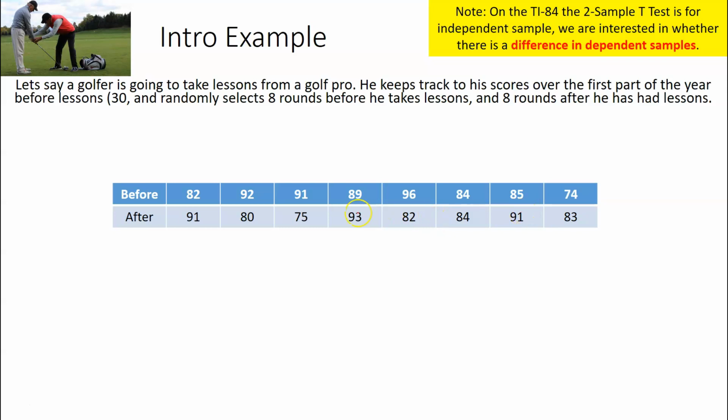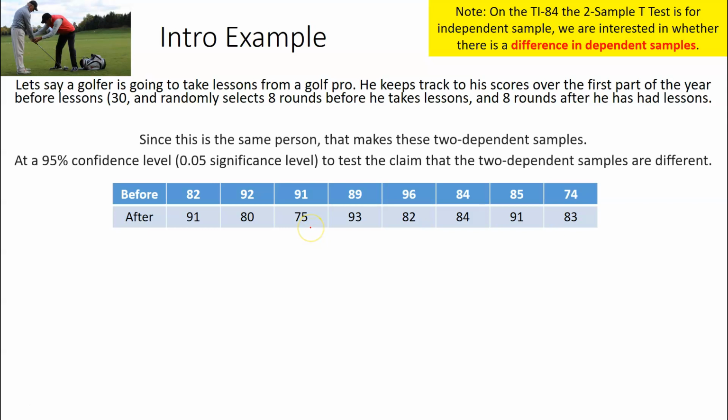That's the idea here. And we're saying that the average difference, the mean difference, is equal to 0. That's going to be your null hypothesis. So there is no difference. Okay, we do know it's dependent because it's the same person. And we're going to do this at a 95% confidence level, so our alpha is going to be 0.05. I'm going to use the p-value method.